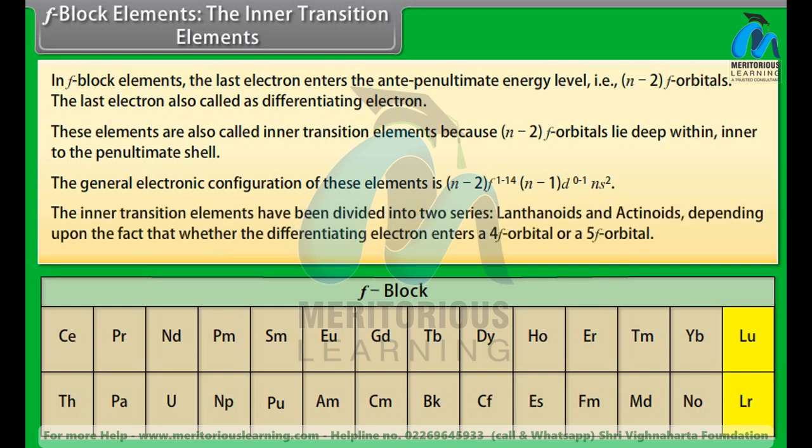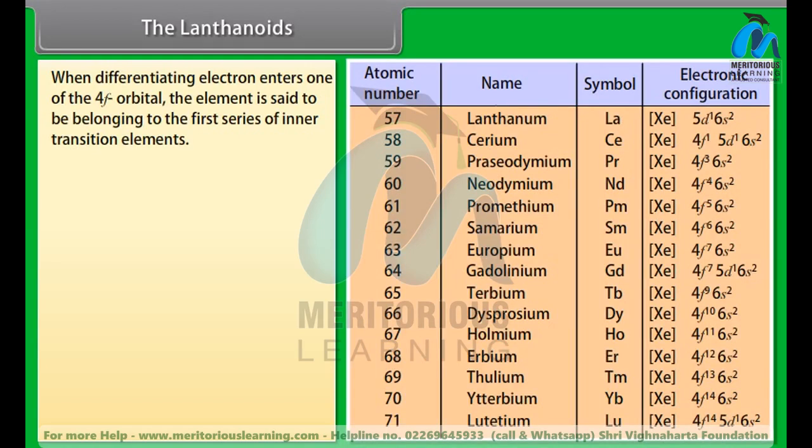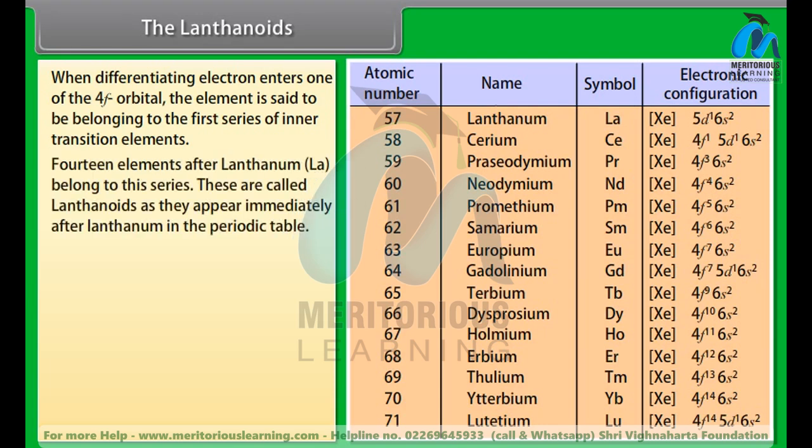The inner transition elements have been divided into two series, lanthanides and actinides, depending upon whether the differentiating electron enters a 4f orbital or a 5f orbital. The lanthanides. When the differentiating electron enters one of the 4f orbitals, the element is said to belong to the first series of inner transition elements. The 14 elements after lanthanum belong to this series. These are called lanthanoids as they appear immediately after lanthanum in the periodic table.